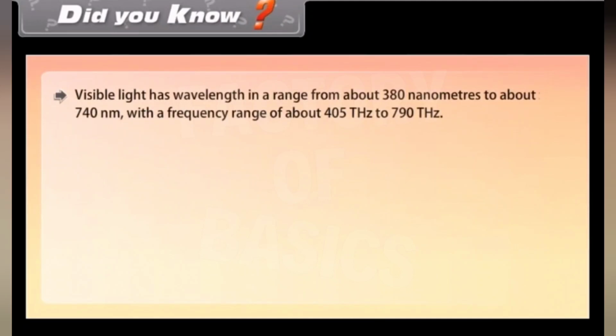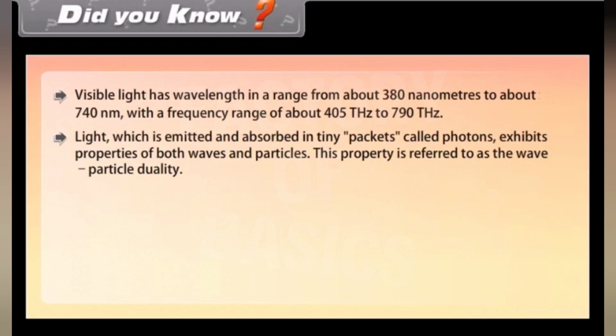Did you know visible light has wavelength in a range from about 380 nanometers to about 740 nanometers, with a frequency range of about 405 terahertz to 790 terahertz. Light which is emitted and absorbed in tiny packets, called photons, exhibits properties of both waves and particles. This property is referred to as the wave-particle duality.